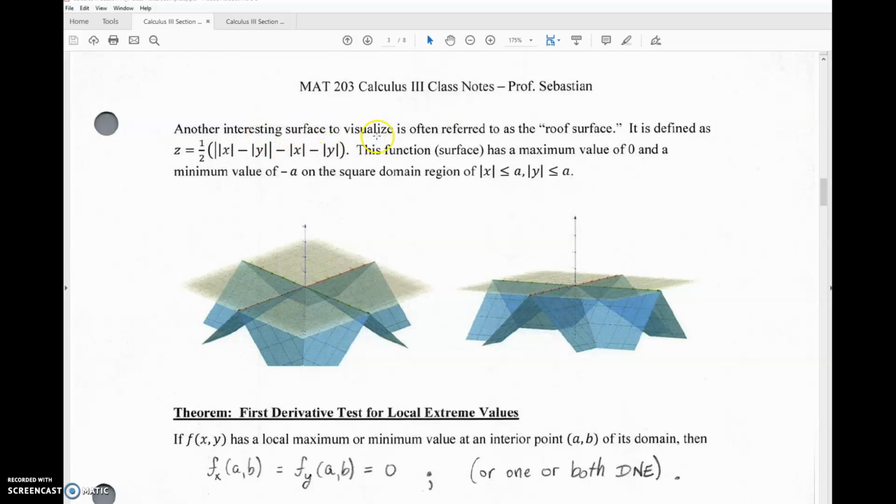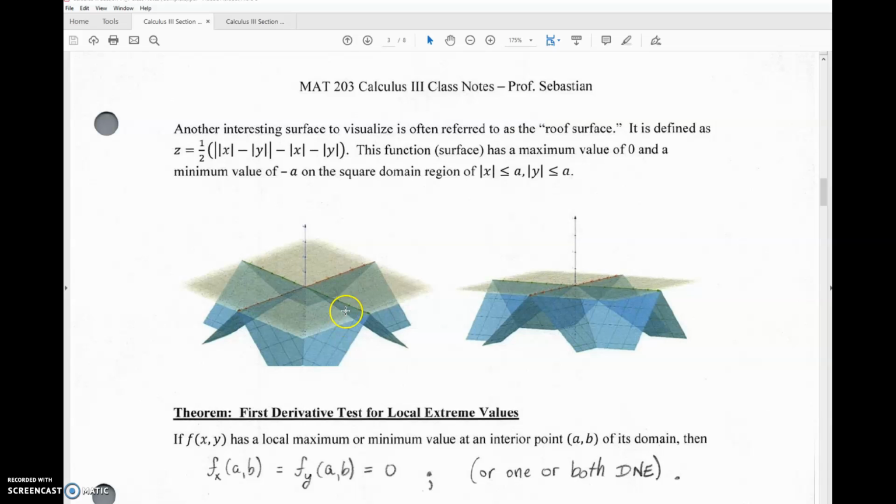Another interesting surface to visualize is what's often referred to as the roof surface, this guy right here. So it's z equals 1/2 times the quantity absolute value of the absolute value of x minus the absolute value of y, and then minus absolute value of x minus absolute value of y. So it looks like a roof. This function surface has a maximum value of 0 and a minimum value of minus a on the square domain region of absolute value of x less than or equal to a, absolute value of y less than or equal to a. Okay, so between 0 and a on the x-axis, 0 and a on the y-axis.